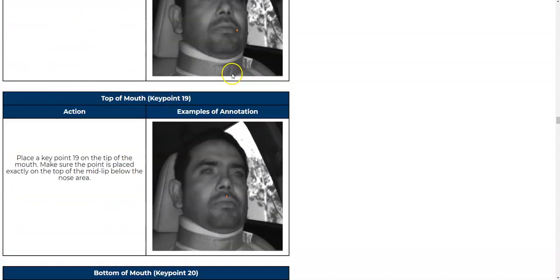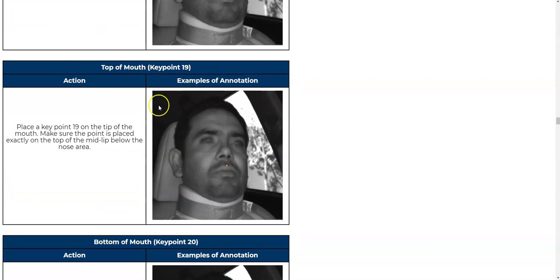Key point 18. Top of the mouth. Place key point 19 on the top of the mouth. Make sure the point is placed exactly on the top of the mid lip below the nose area. So you will be seeing the cupid bow here, on the upper lip. It should be placed in the center and topmost of the cupid bow.